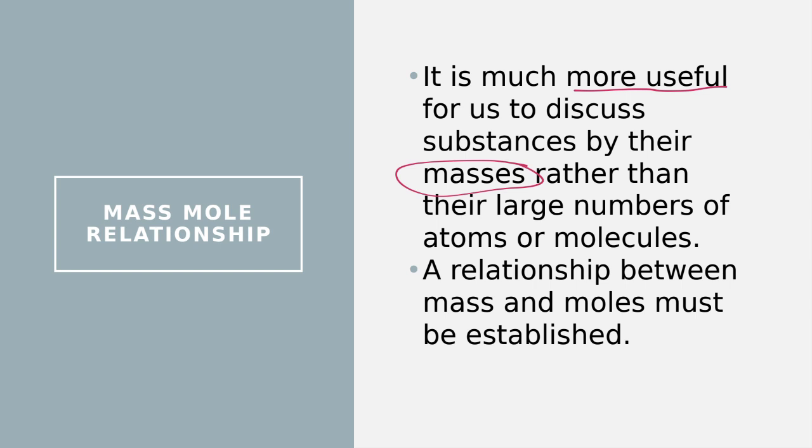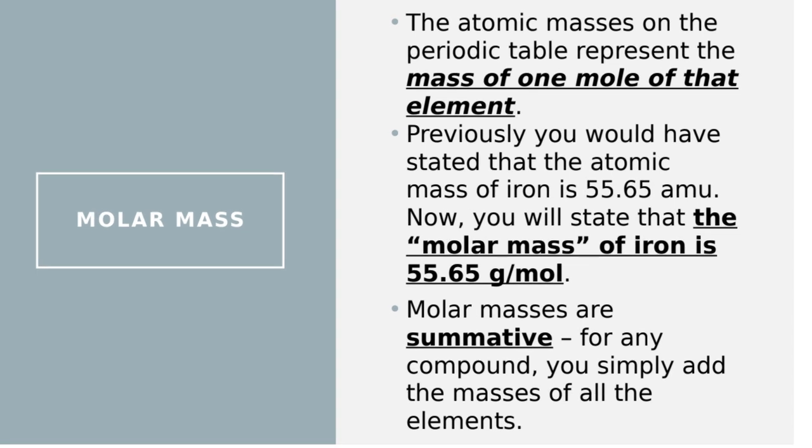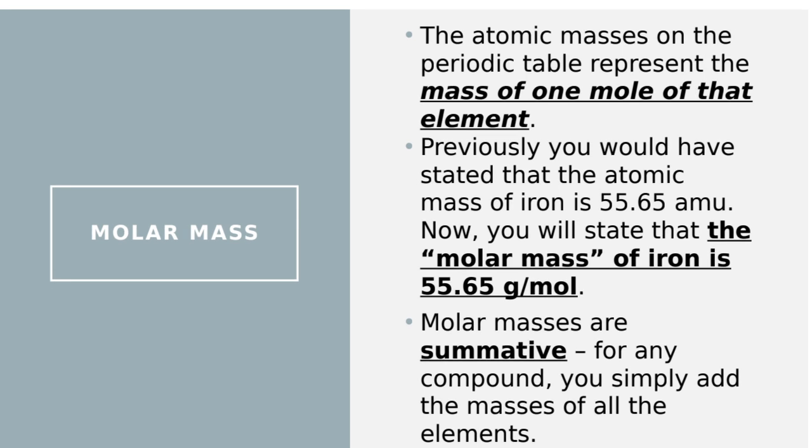They are much more easily measured by their masses than by counting out atoms or molecules, which we know is actually impossible for us to do on our own. So therefore, we have to establish a relationship between mass and moles. In order to do this, we have to look at the periodic table and the masses of our elements on the periodic table. So we know that all of the masses on the periodic table are represented by a unit of AMU. We saw that in our first unit when we calculated average atomic mass.